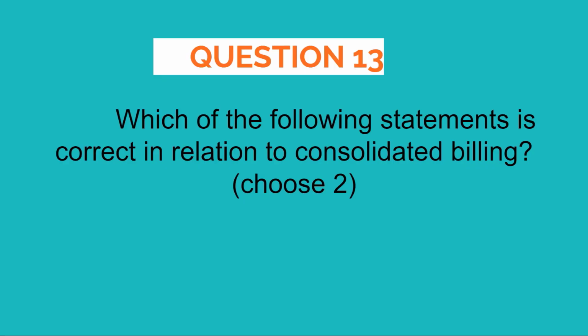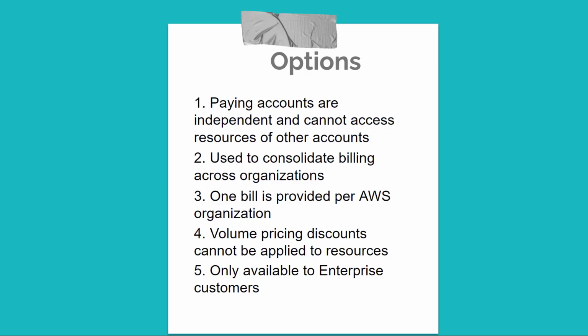Question: which of the following statements is correct in relation to consolidated billing? Choose 2. Option 1. Paying accounts are independent and cannot access resources of other accounts. 2. Used to consolidate billing across organizations. 3. One bill is provided per AWS organization. 4. Volume pricing discounts cannot be applied to resources. 5. Only available to enterprise customers.